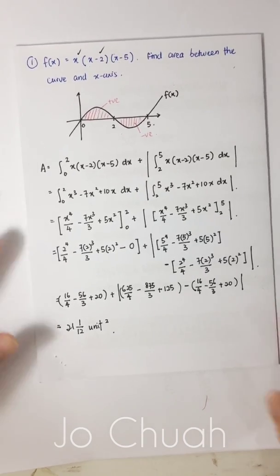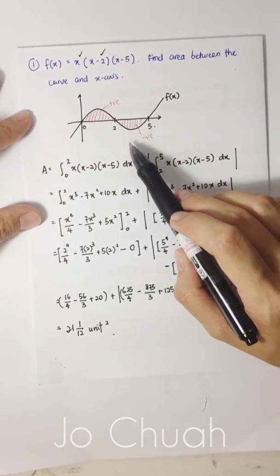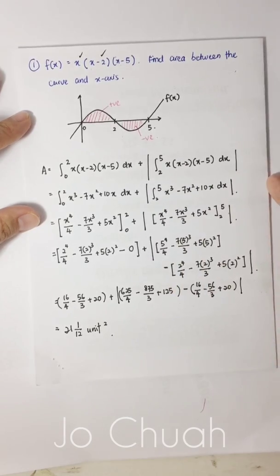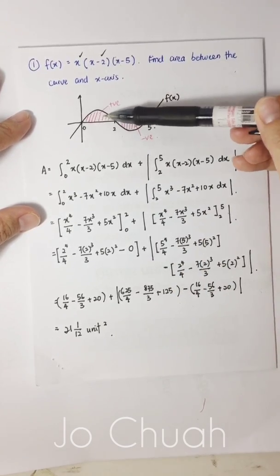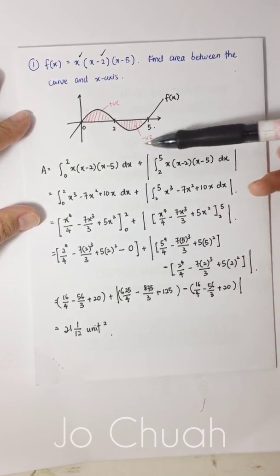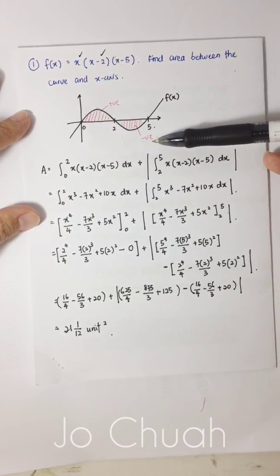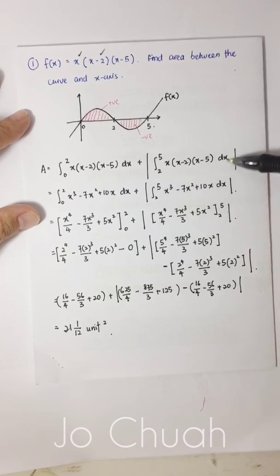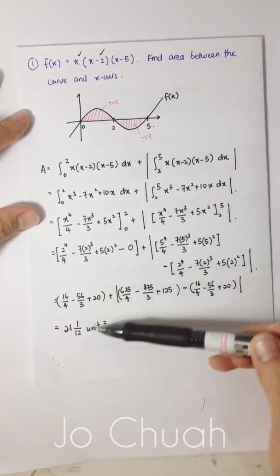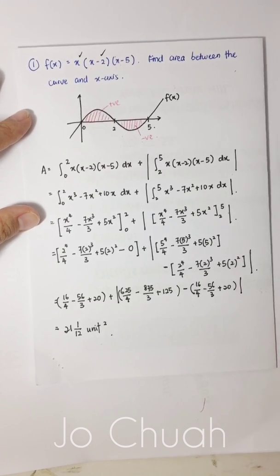What you're going to do is you need to know how to sketch the diagram. And you need to check whether it's positive or negative. If it's negative, it means it's under the x-axis region, so you have to put modulus. If not, your area will cancel out and you won't get the same answer.